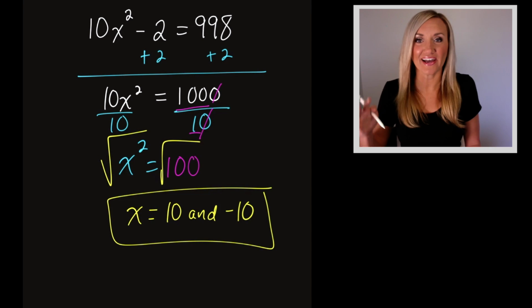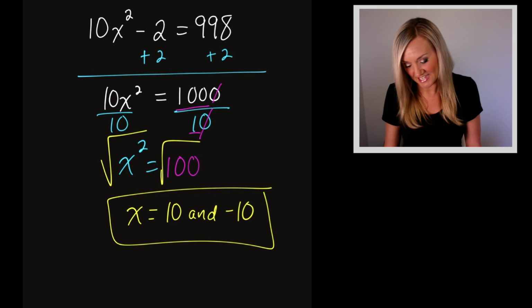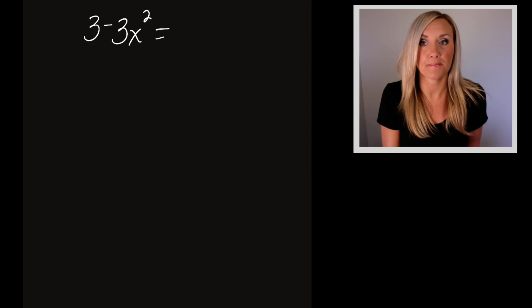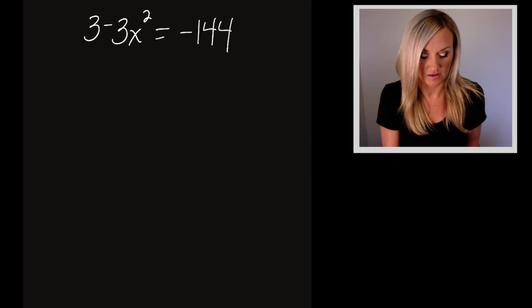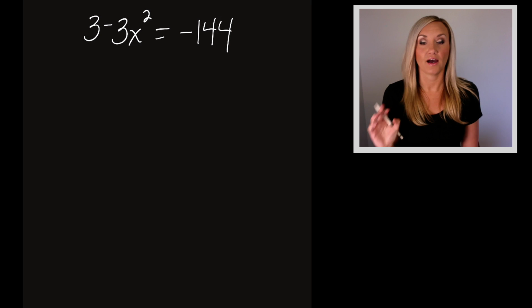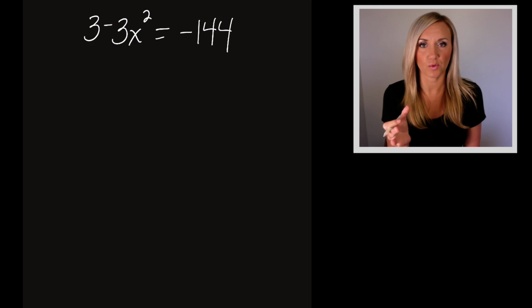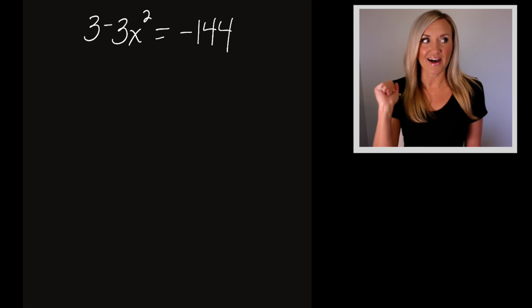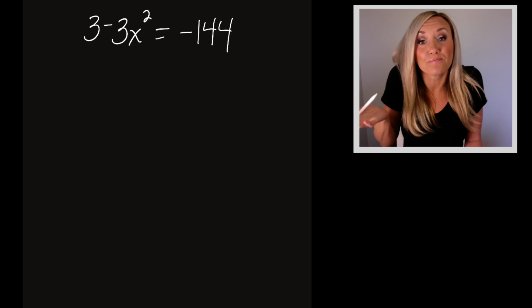All right, so example number 4. The last example for this lesson, let's go ahead and write it down. Here it is. 3 subtract 3x squared, excuse me, equals a negative 144. All right, so I know it's in a little bit of a different order, but that's okay. I want you to still follow those rules of algebra, isolate x squared. And then please pause this video, try it out.